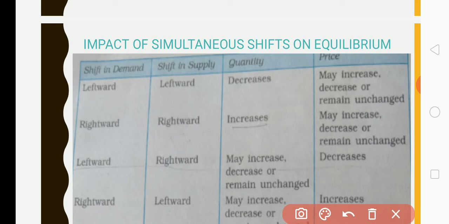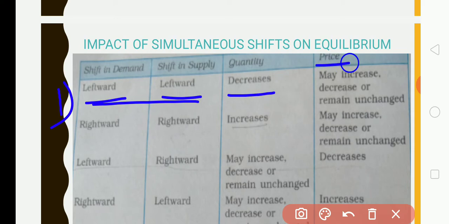The first possibility is the demand curve shifting leftward. Previously, in some different videos, I explained the shift in the demand curve and the shift in the supply curve, how the quantities change and how the price changes. In the first one, when the demand curve and the supply curve shift leftward, the quantity will decrease. What will be the change in the price? The price may increase, decrease, or remain unchanged.